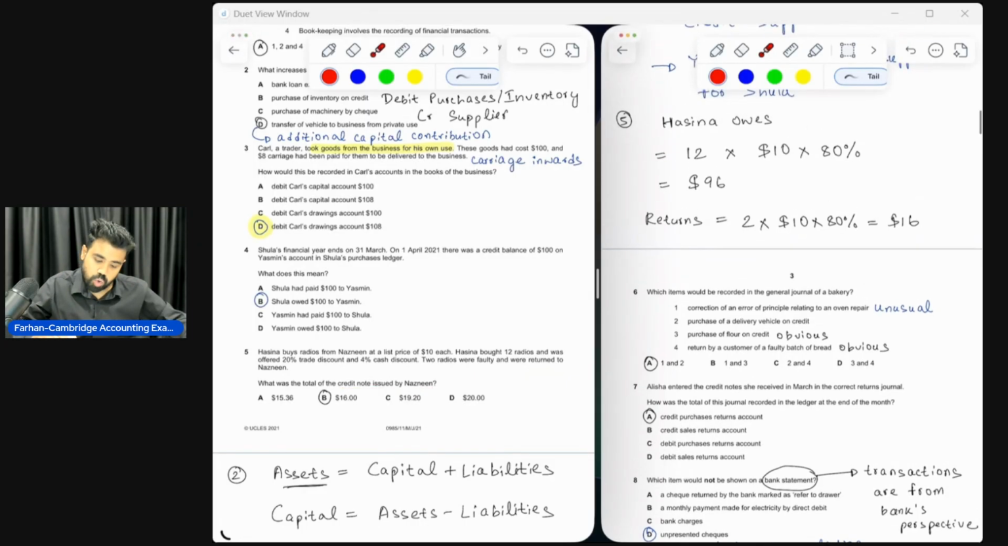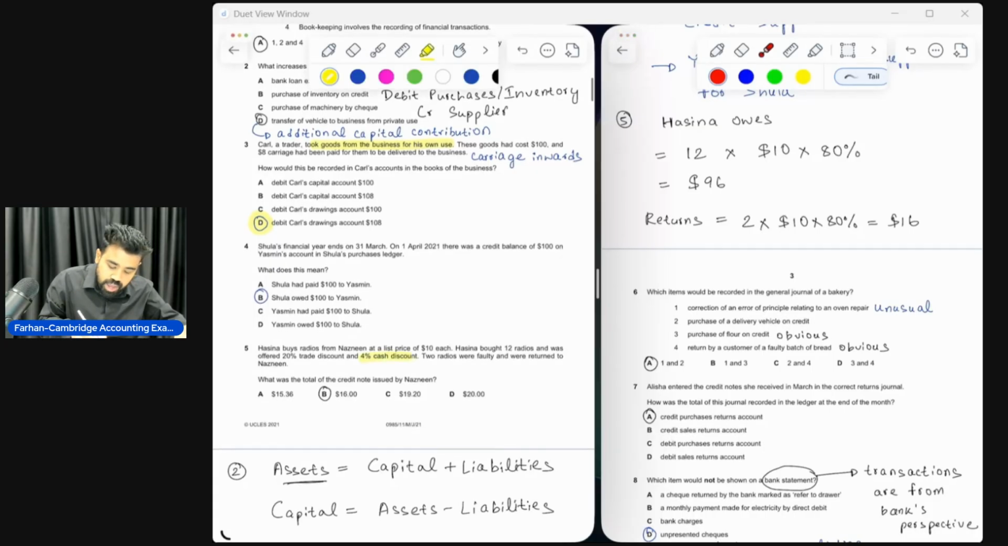All right. So what we can understand is that initially, when Hasina would have bought inventory from Nazneen, let's assume it is on credit because we have the term cash discount here, which means that it is on credit because the cash discount is only given by the supplier to the customer when the customer makes the payment at some time in the future based on agreed terms.